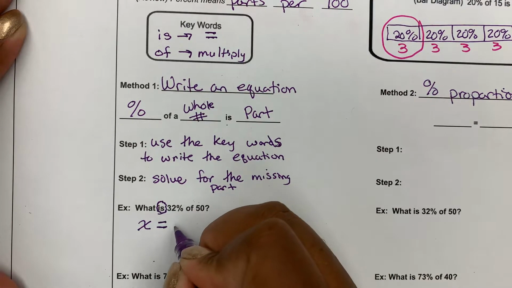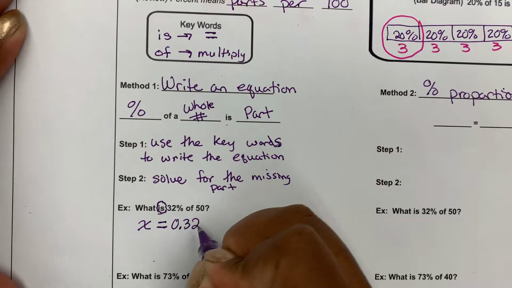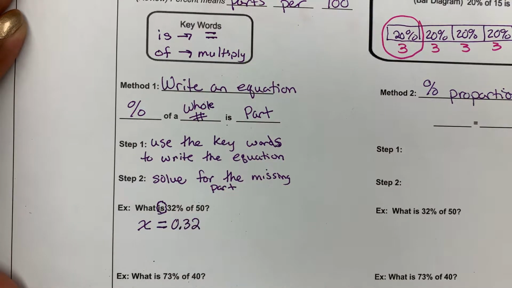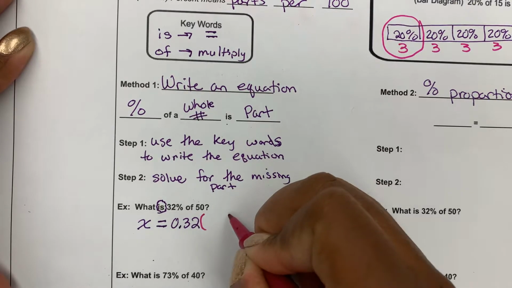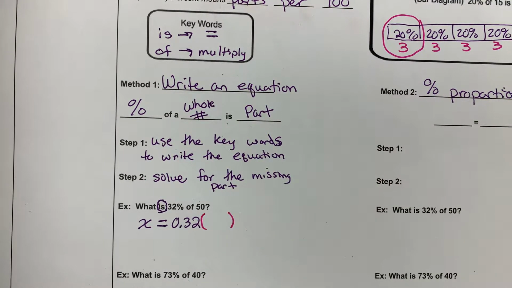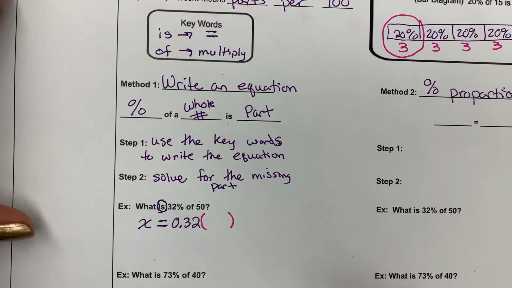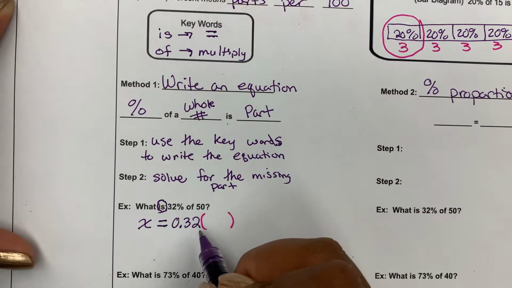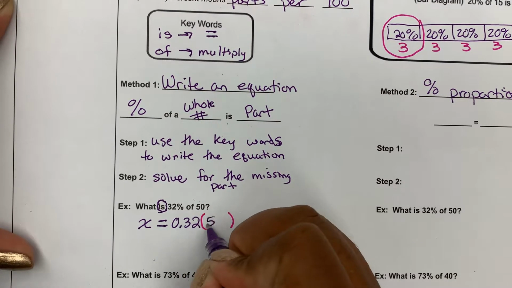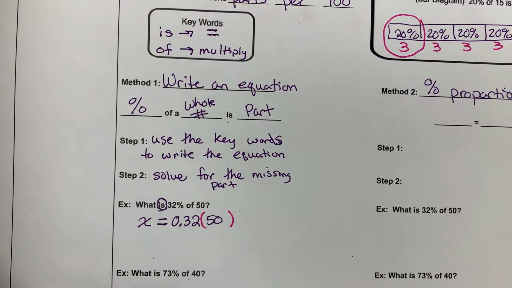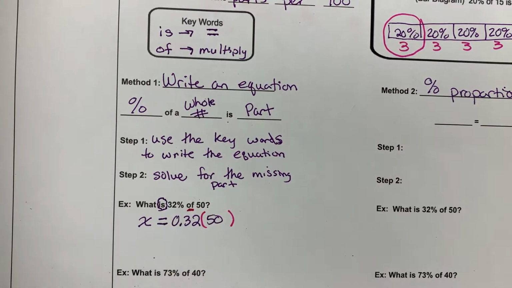32% as a decimal, you know, is 32 hundredths. "Of" means to multiply. Now I'm going to put parentheses here because it means to multiply. Anytime you have a number in front of parentheses, it means you're going to multiply what's inside the parentheses with the number outside. In this case, what's going to go inside is 50. So I have my keyword "of" here, which meant to multiply. And then all I do is solve for the missing part.